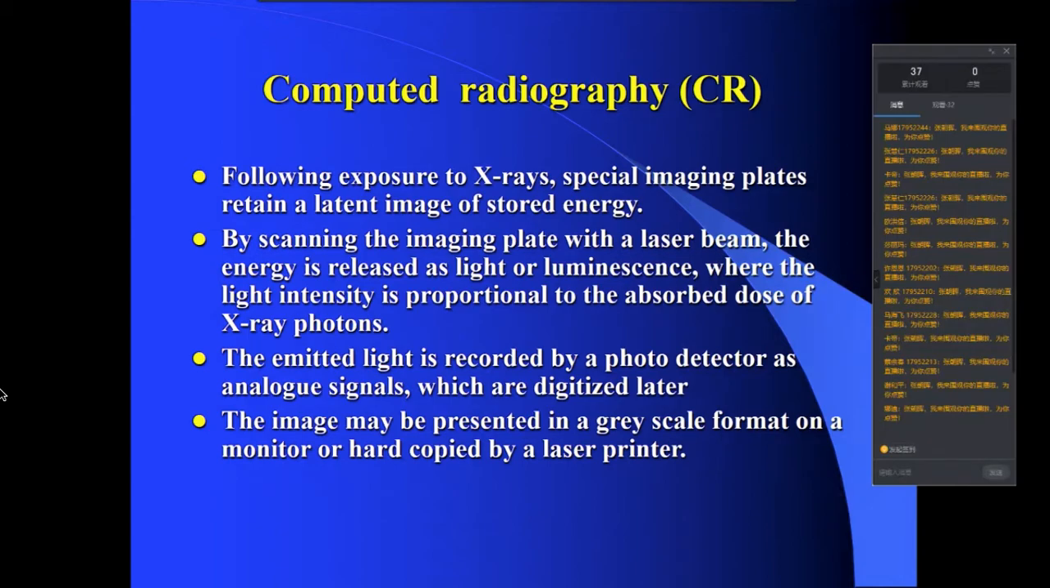The emitted light is recorded by a photodetector as analog signals, which are digitized later. The image may be presented in a grayscale format on a monitor or hard copied by a laser printer.